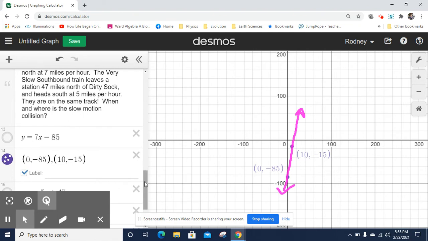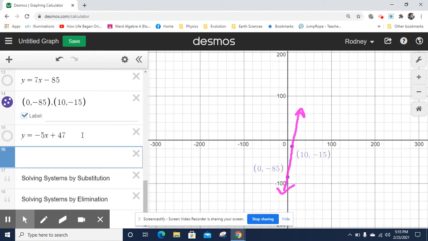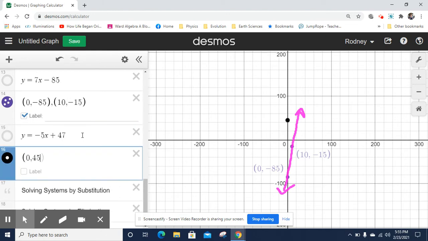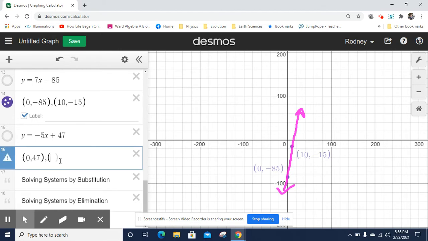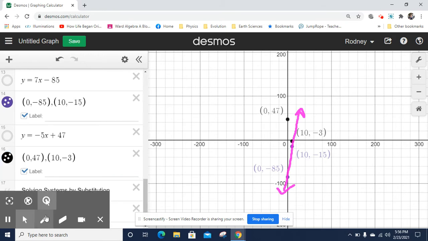So now let's take a look at the other equation. This other equation has a y-intercept at 47, so (0, 47). All right, now I can pick another point. Let's say I use 10 again. So if x was 10, that would be negative 50 plus 47. So that will be (10, -3). So there's another point, and you can see they're getting kind of close to each other. And I label those. And I could draw another line through there as well.